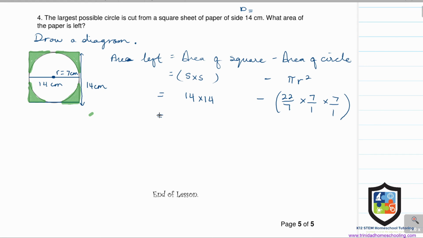Okay, so 14 by 14 is going to give me 196. And my 7s here are going to cancel here and there. So I'm left with 22 multiplied by one of those 7s, which is 154. And that is going to leave me with 42 centimeters squared. Okay, and this is the area that is left after we cut out that circle.